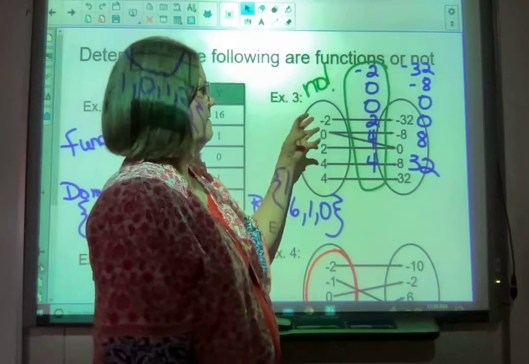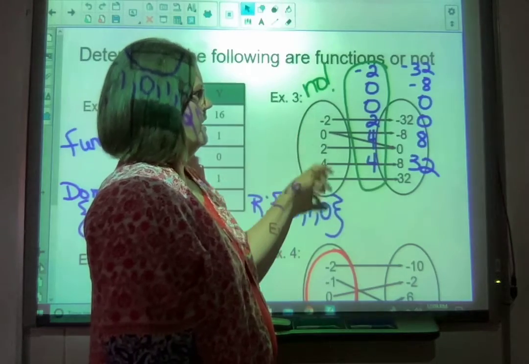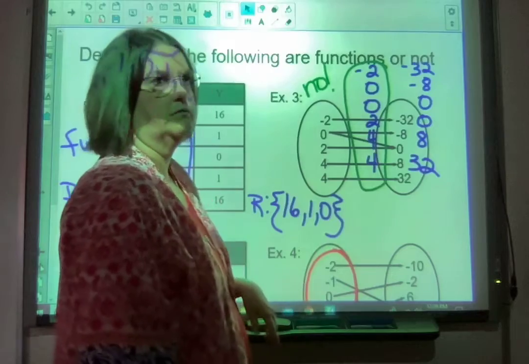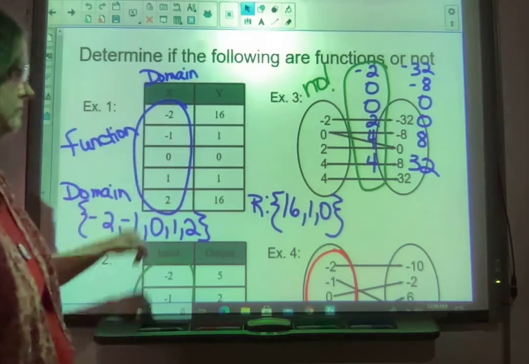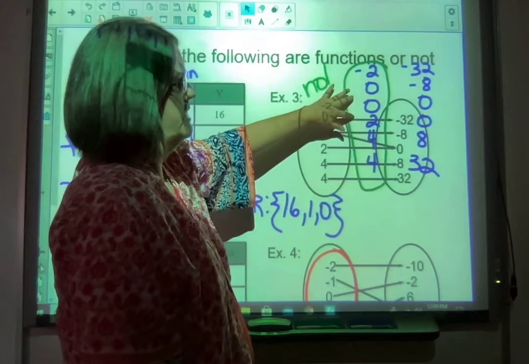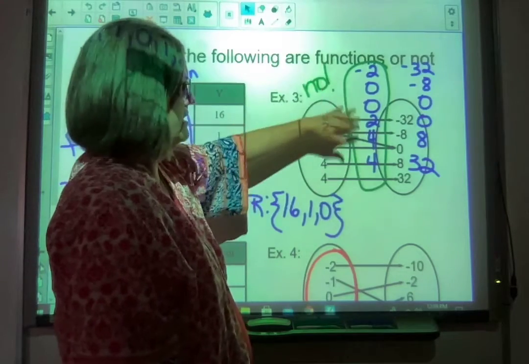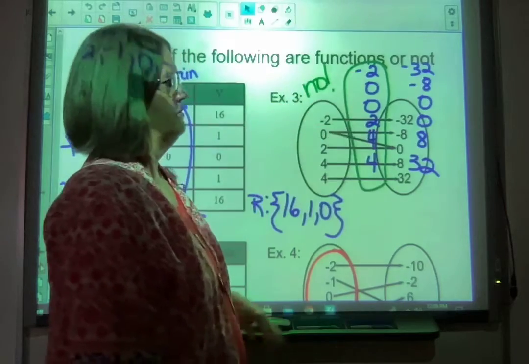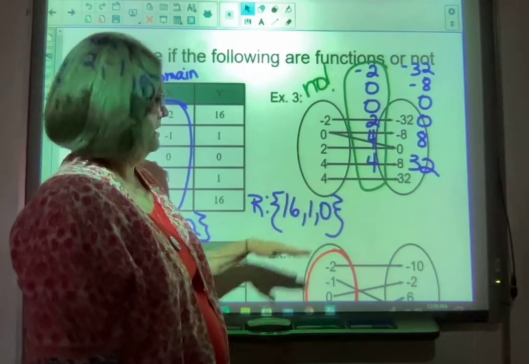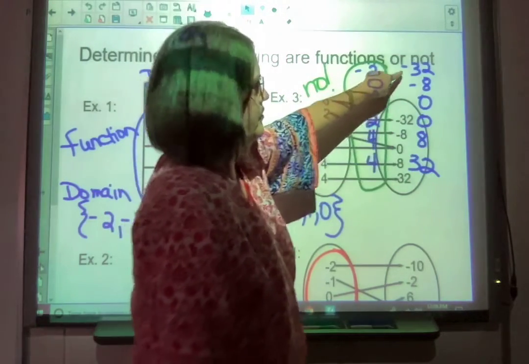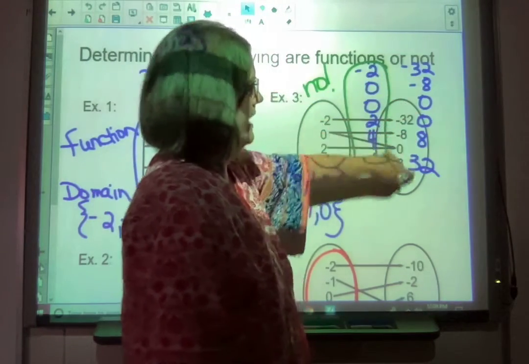So when the domain, this part right here, repeats itself, then it's not considered to be a function. It's just a relation. And if you were to list the domain, you'd list these numbers. There would be no need to repeat anything. You would just list -2, 0, 2, and 4. You don't need to repeat the values that aren't repeated. And then the range would be these numbers, -32, -8, 0, 8, and 32.